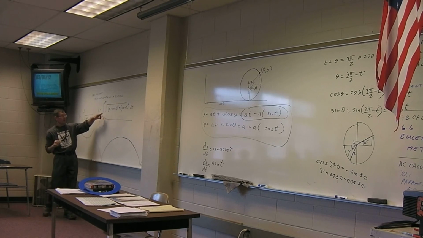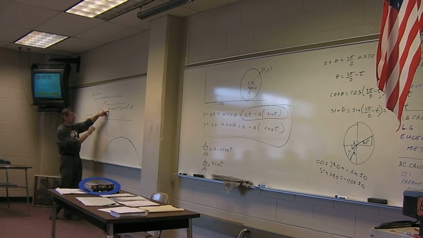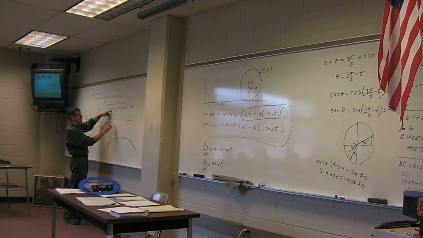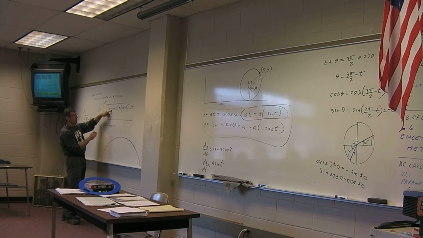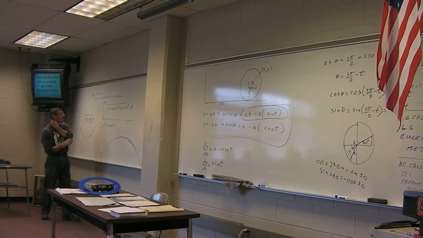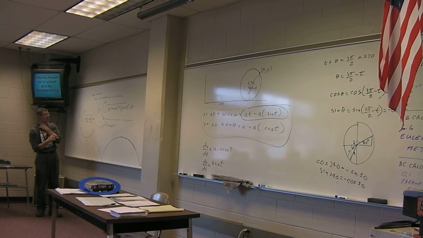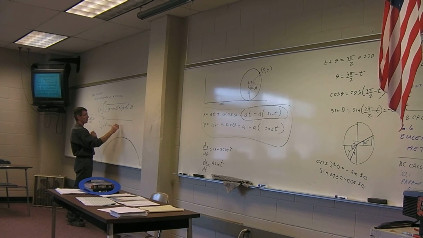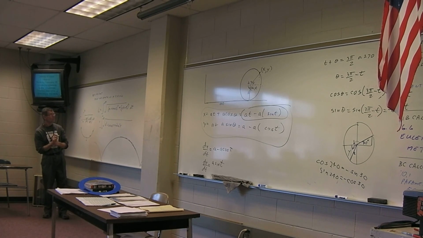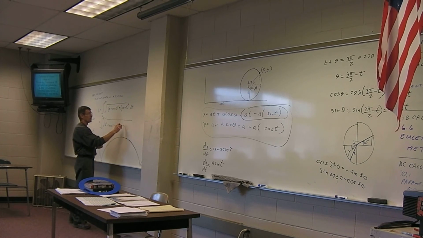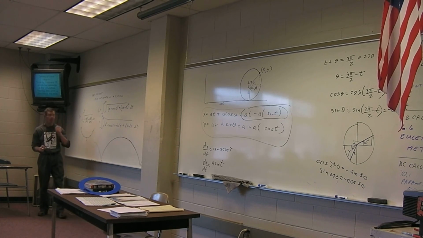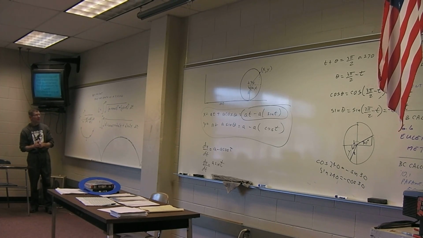All right, can you FOIL this out in your head? Obviously. A squared, minus 2a cosine t, plus, wait a minute here, let's see. A squared cosine squared, and then plus a squared sine squared. Is that right? Wouldn't it be a squared cosine? No, a squared.